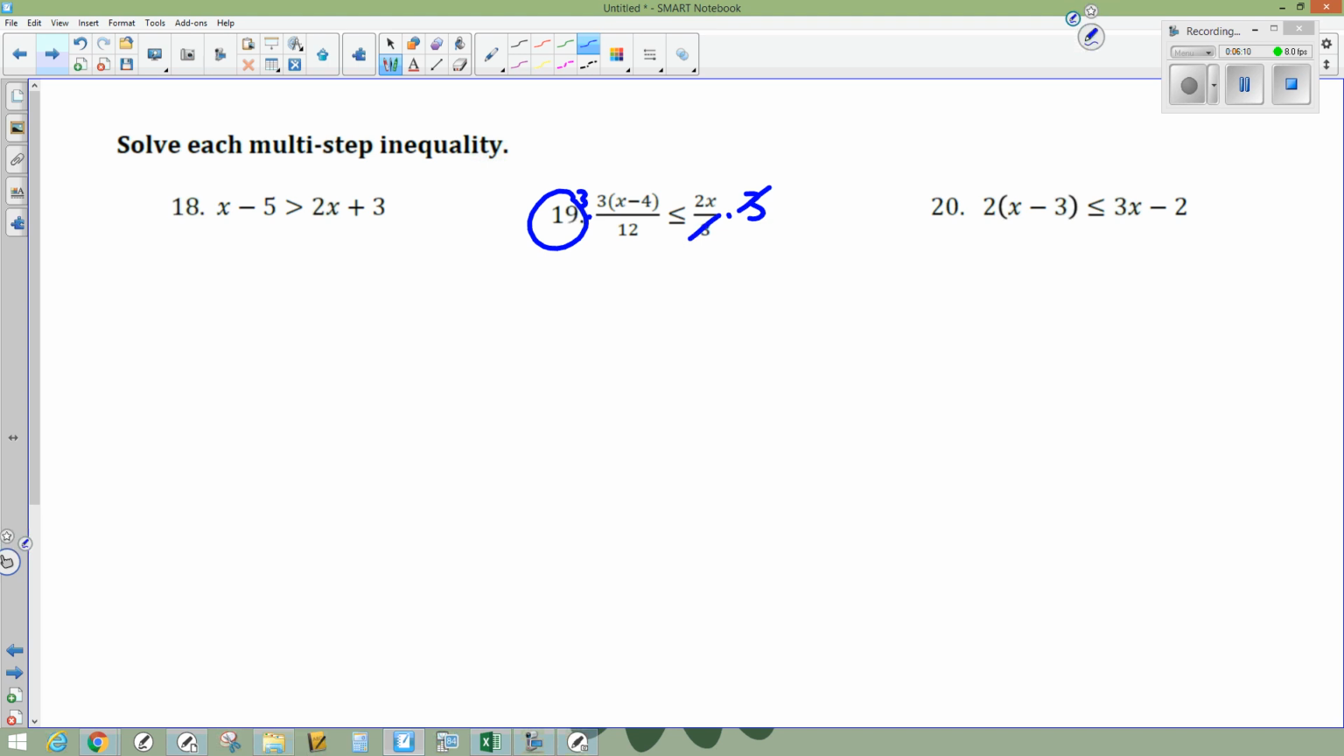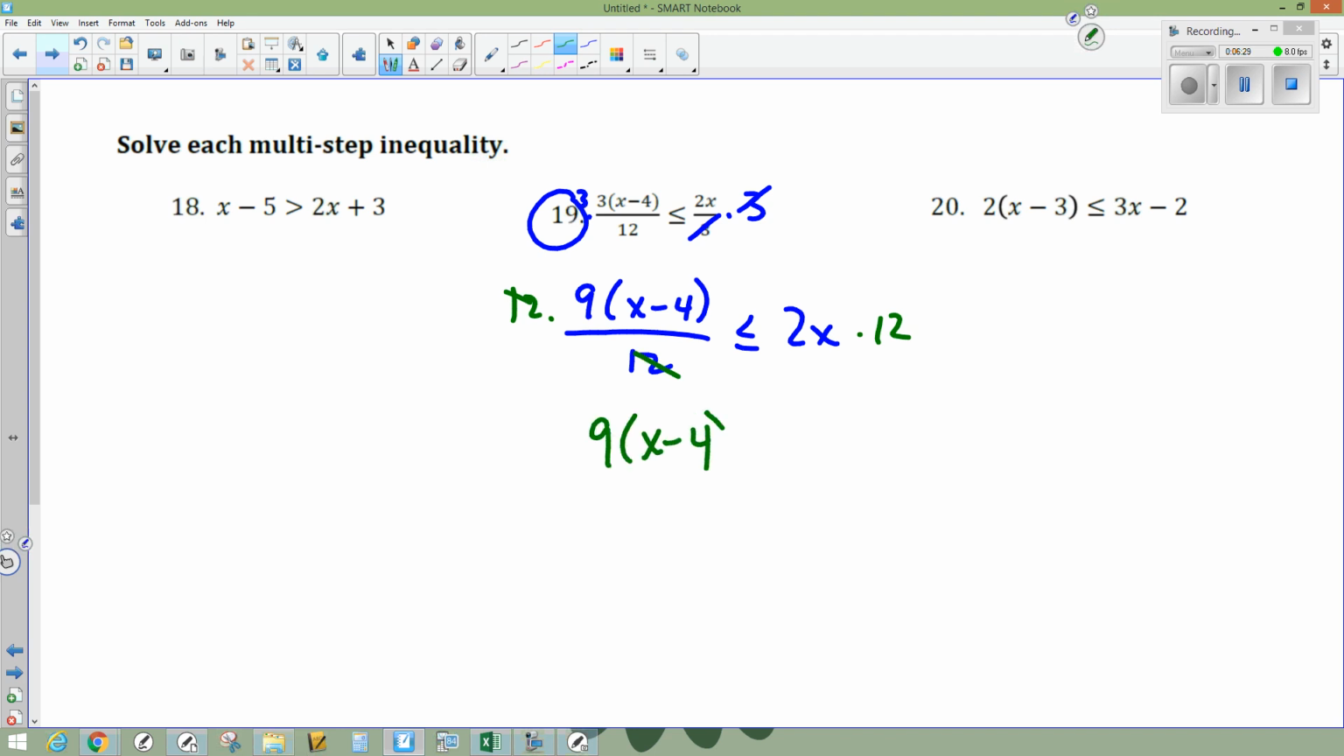So on the left, I get (9x minus 4) over 12 is less than or equal to 2x. And I still want to get rid of my fraction, so I'm going to multiply by 12 to get rid of that fraction. So that'll go away and leave me with 9x minus 4 less than or equal to 24x. Okay, now I have something that's a little bit easier to deal with. In fact, it's probably similar to what these other two are like.